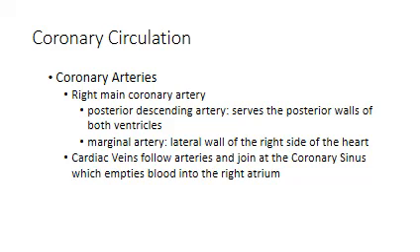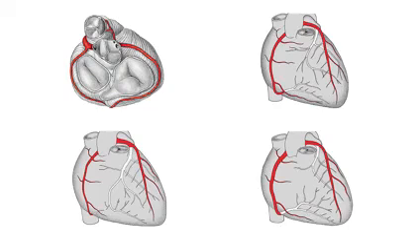The marginal artery covers the lateral wall of the right side of the heart, and the cardiac veins follow the arteries and join the coronary sinus, which empties the blood into the right atrium. So the deoxygenated blood from the coronary circulation will ultimately enter the right atrium. So this is how the coronary arteries are covered.